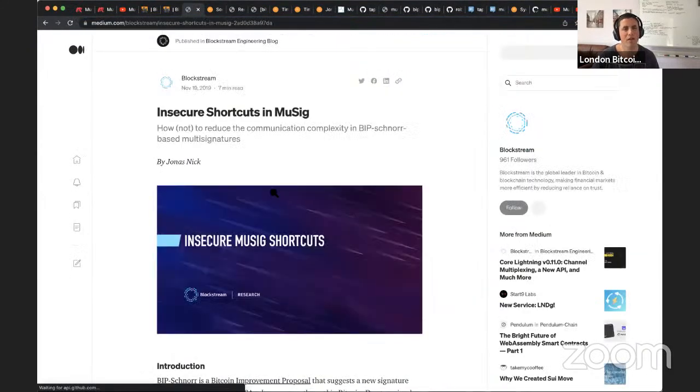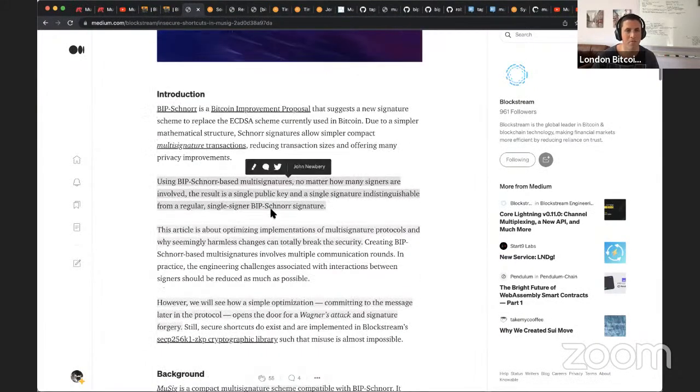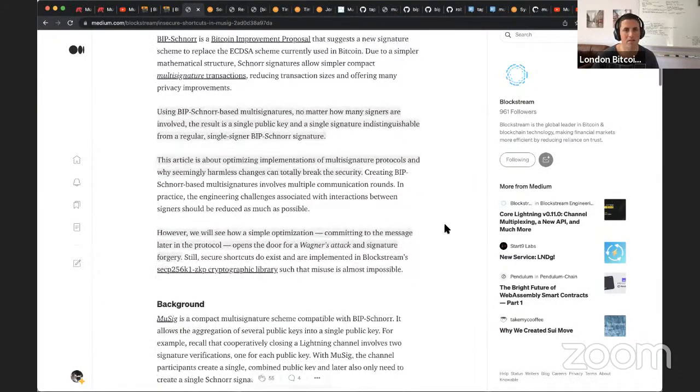So MuSig2 addressed the rogue key attack because that was well known, but has this problem where you had parallel sessions, parallel signing sessions, and you could get a forgery if you had a sufficient number of parallel signing sessions, right?